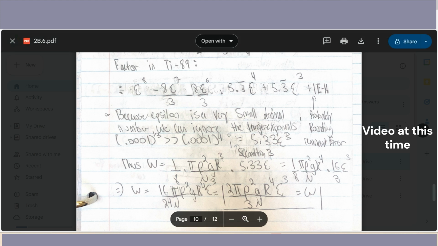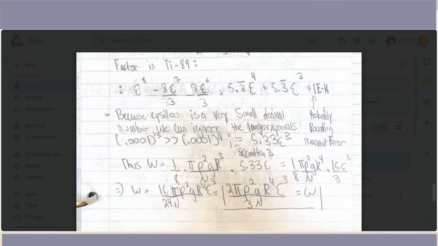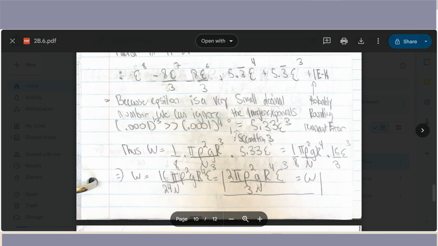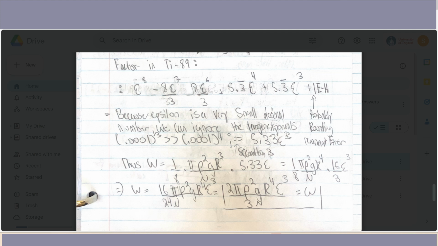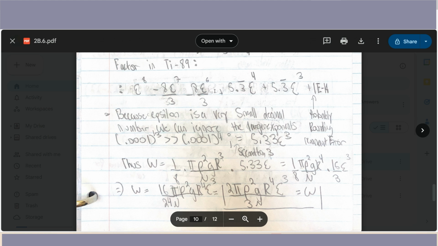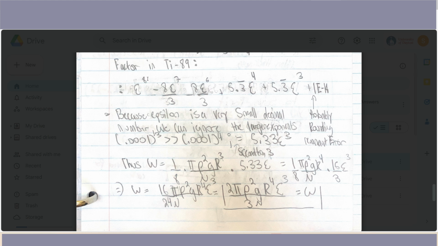Because epsilon is a very small decimal number, we can ignore it, 1 e to the negative 14. So we ignore all of these except for the biggest one because epsilon is a small number. The eighth factor of a really small number, seventh, sixth, fourth factor of a small number is going to be relatively small compared to the third factor of that same small number.